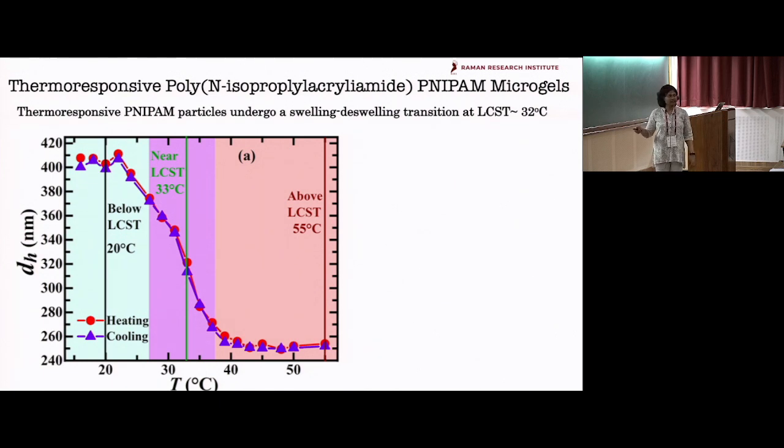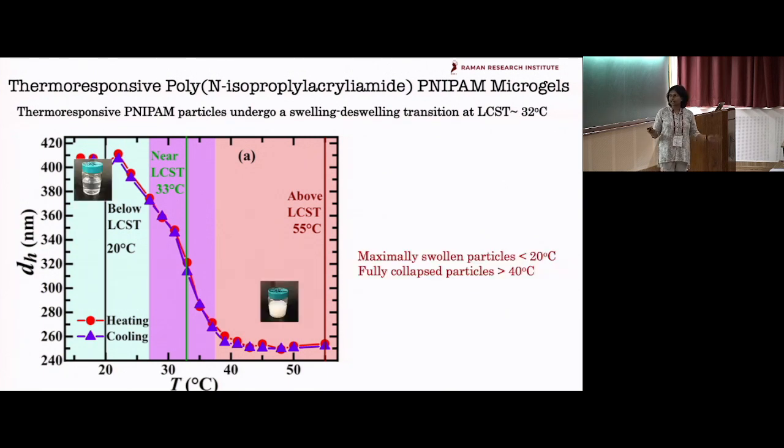And how fast it shrinks, we can control that. What I need you to remember is that these particles are maximally swollen at around 20 degrees centigrade, and at 40 they are totally collapsed. And you can see these pictures here. This is our P-NIPAM suspensions. These are dense P-NIPAM suspensions.